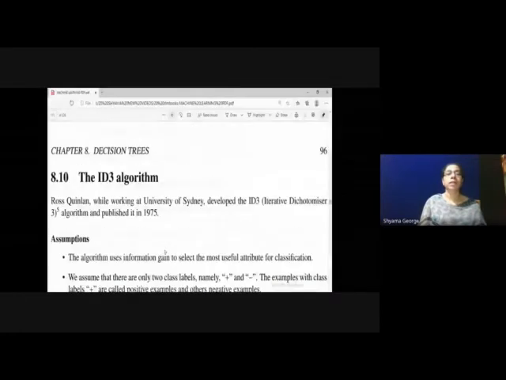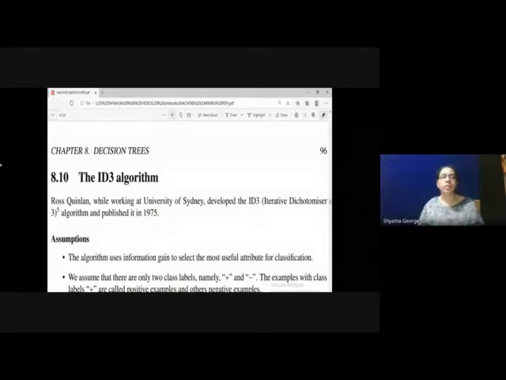We have to study the ID3 algorithm. The ID3 algorithm was developed by Ross Quinlan, and the expansion is Iterative Dichotomizer 3. This was published in the year 1975. Now, if you study all these algorithms as a project work, you can also develop a new algorithm by trying to analyze these algorithms and finding their problems, and you can find out solutions. That's why new algorithms are developed.